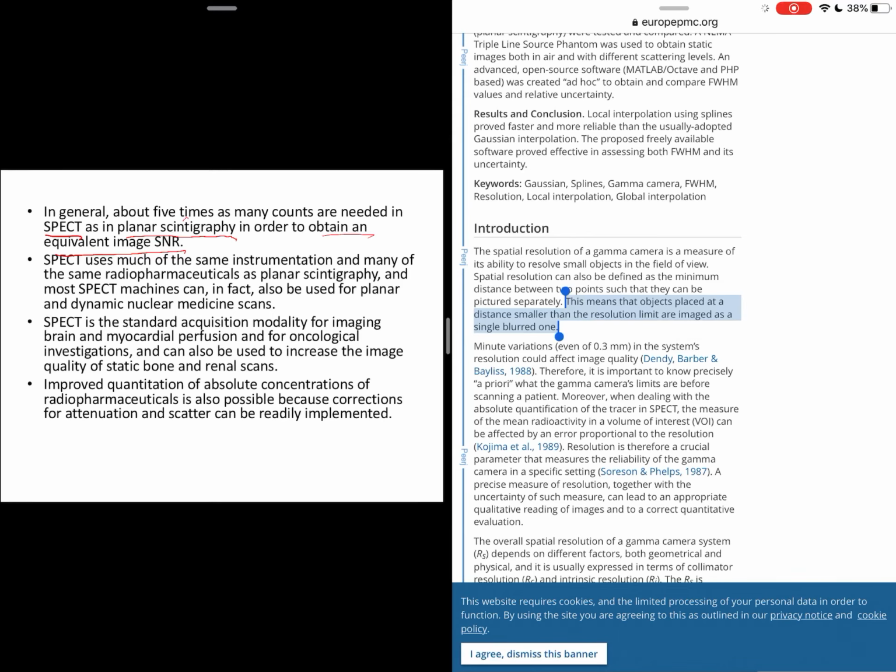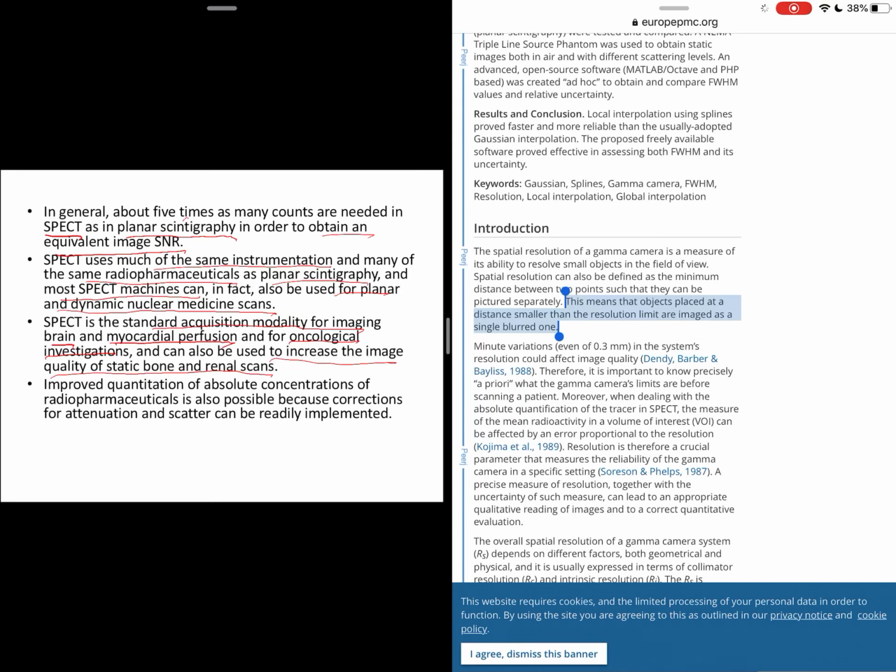Now, about 5 times as many counts are needed in SPECT as compared to planar scintigraphy in order to obtain an equivalent image SNR. SPECT uses much of the same instrumentation and many of the same radiopharmaceuticals as planar scintigraphy, and most SPECT machines can be used for planar and dynamic nuclear medicine scans. SPECT is the standard acquisition modality for imaging brain and myocardial perfusion. We're going to look into this later on.